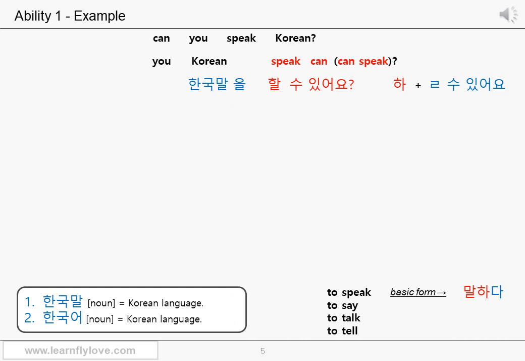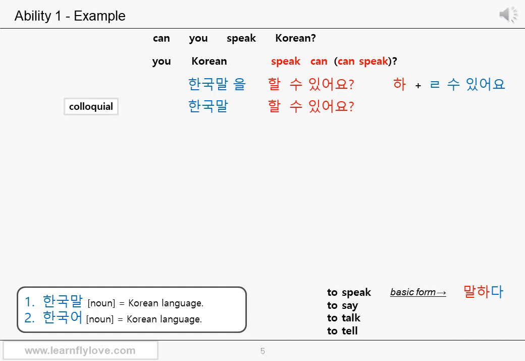Yes, you can add the object particle 을 to 한국말. But in many cases, Koreans don't use the object particle in a real-life conversation, unless you want to emphasize the object. The main role of the postposition particle in Korean grammar is to indicate the exact relationship of the word before it with the main verb. So if you use the object particle, it sounds like you're emphasizing that this is the object. 한국말을 할 수 있어요? It sounds like you emphasize the object Korean. "What? Can you speak Korean?" That's an amazing kind of situation, okay?